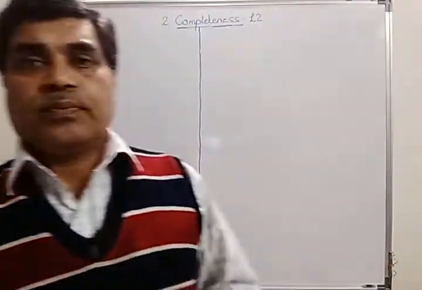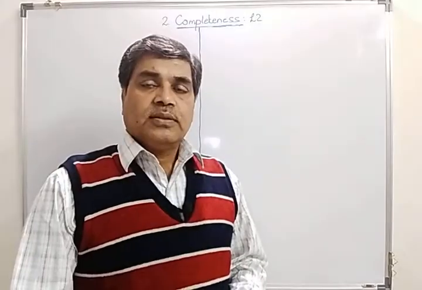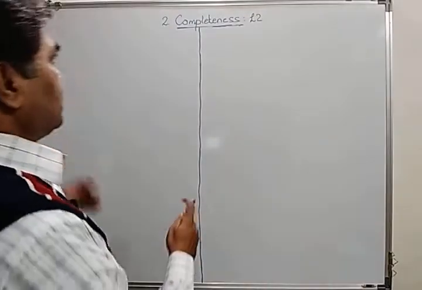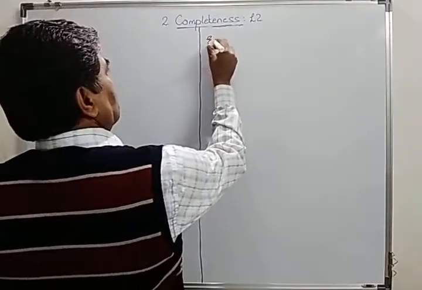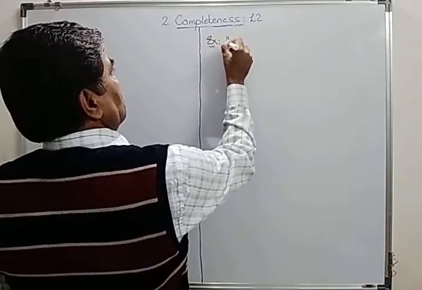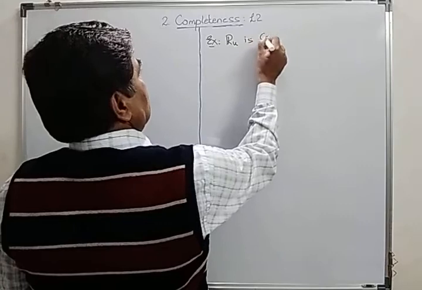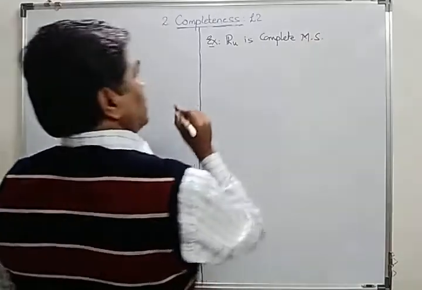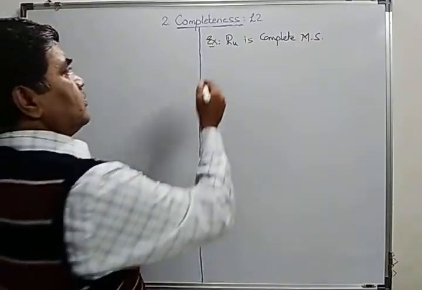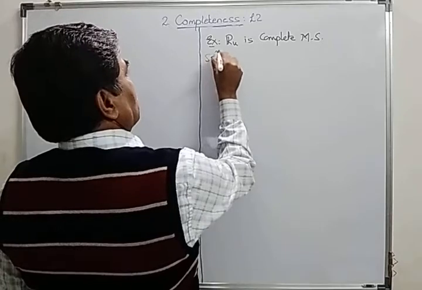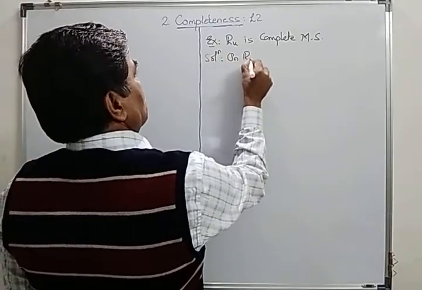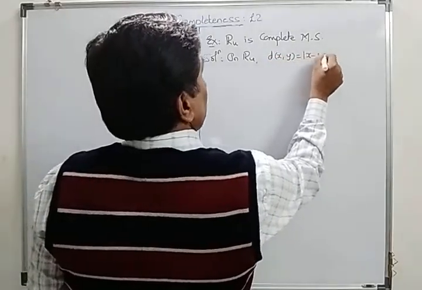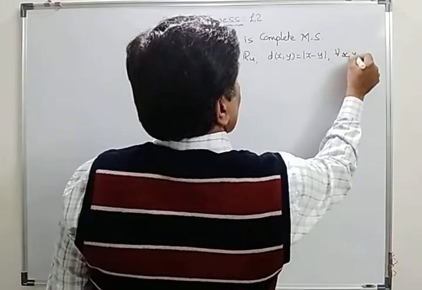So, firstly, we'll show that R_u is a complete metric space. Solution. On R_u, d(x, y) = |x - y| for any x, y belonging to R.